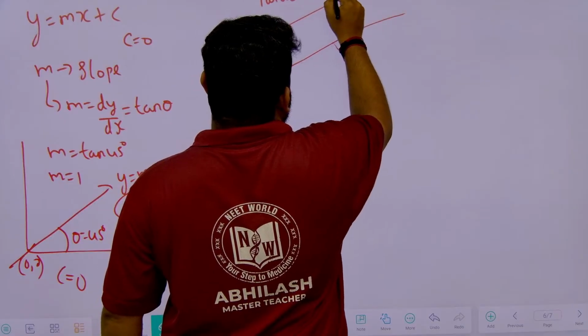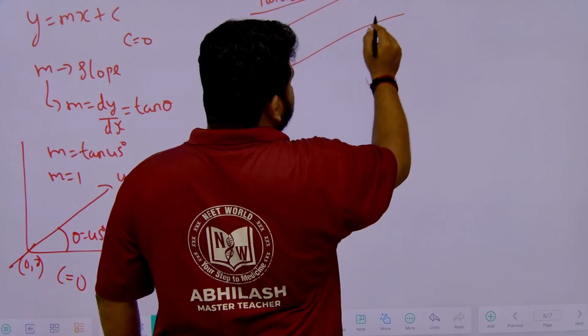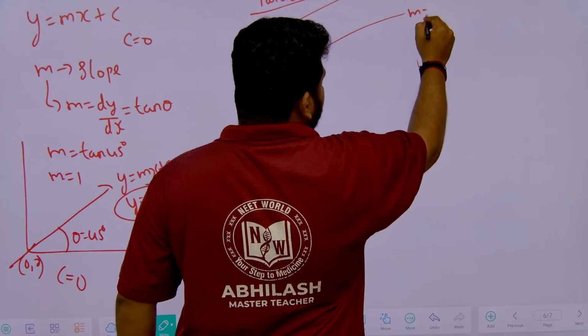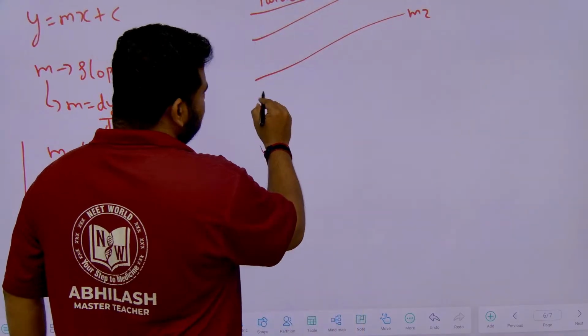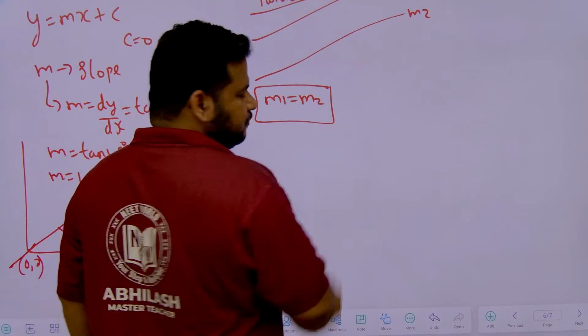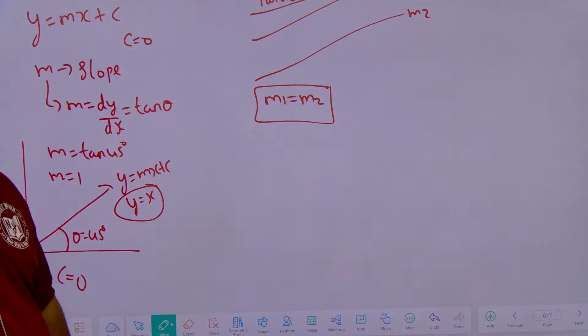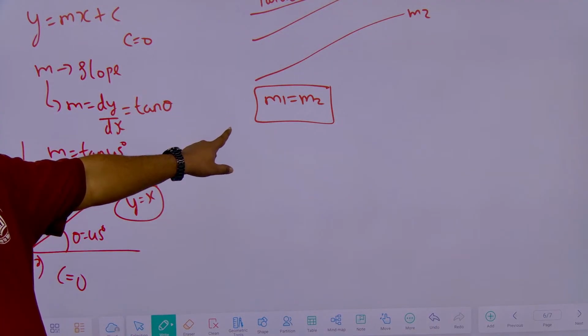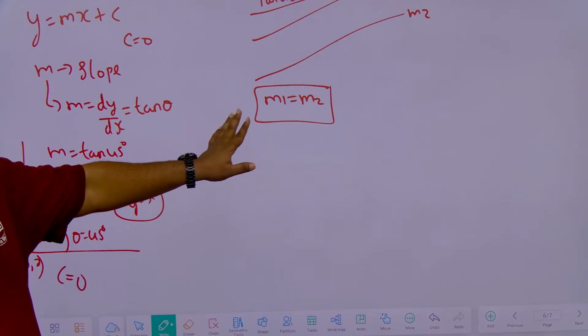Okay, parallel lines is given. Suppose this line is having the slope m1, this line is having the slope m2. Then parallel lines means slopes will be equal. m1 will be equal to m2. Why it is equal, you don't have to know the proof. Okay, this is one thing.